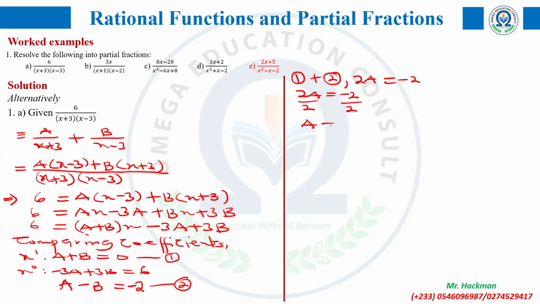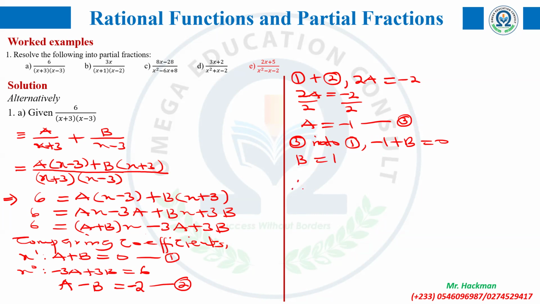So a will be equal to negative 1. Then, once I know a is equal to negative 1, I can substitute a to find my b. I'll call this equation 3. Then write equation 3 into any of the two equations. I will go for 1. So into equation 1, that will give me a, which is negative 1, plus b is equal to 0. So I will get b to be equal to negative 1.